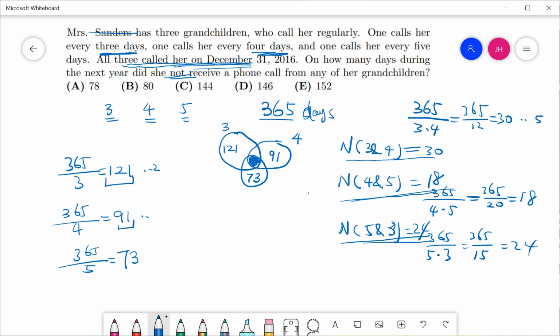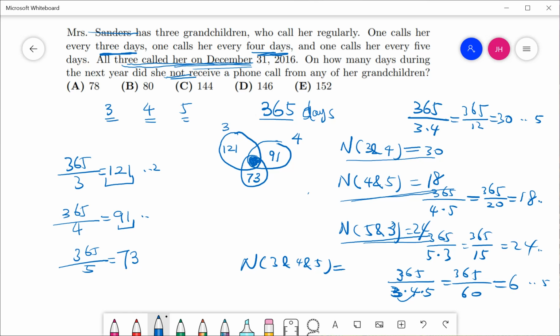When that happens, we call that all 3, 3 and 4 and 5. So all 3 grandchildren can call her on the same day. So that equals to what? That's 365 divided by 3 times 4 times 5, right? So basically every 3 times 4 times 5 days, all 3 grandchildren will call her on the same day. And that equals to 365 divided by, so that's 12 times 5, that's 60. All right, so that equals to 6 with a remainder of 5.